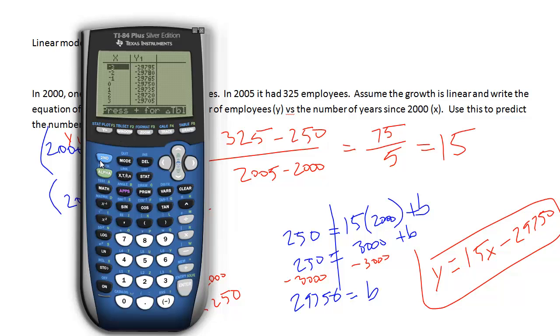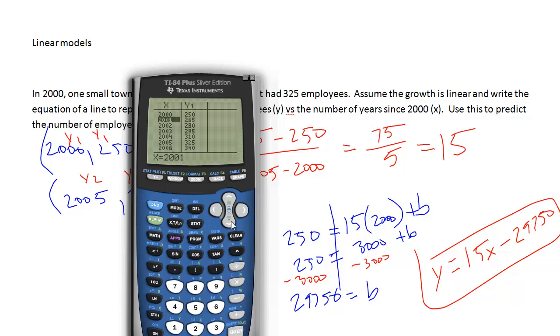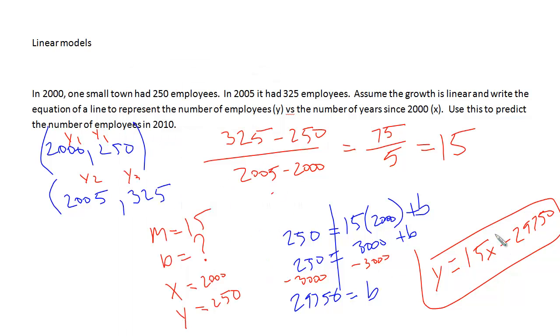So if I go into my table set, I can start that at 2000, the year I had. And I see the first value 250. I go to 2005, I have 325. I go to 2010 and I'm at 400. I could also just substitute it in here and calculate it. So 400 employees by the year 2010. So have those filled out and be prepared for class, and we'll get a little bit more practice.